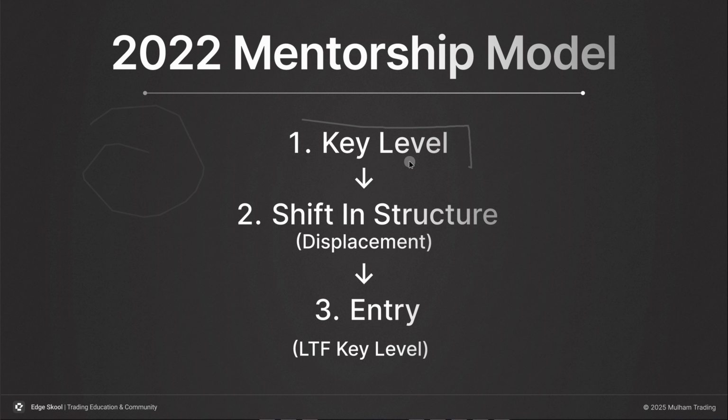Now that key level could be a fair value gap, could be a liquidity sweep. So it could be something like this. And then I look for the trade. But why? Because we have a liquidity sweep. So the first step is the key level.